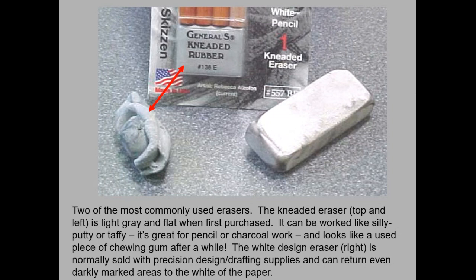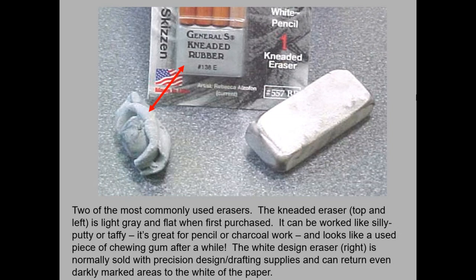So we have two main kinds. What you can see on the screen is a kneaded eraser, and I put a little arrow there so you can see what it looks like after you've been using it a while, which looks sort of like a wad of chewing gum. But the way it looks when it comes out of the package is usually a flat-ish square or rectangle of gray. On the right-hand side, I have an acrylic eraser or rubber eraser that I use to get really fine marks. You can almost get back down to the white of the paper using those white plastic erasers.